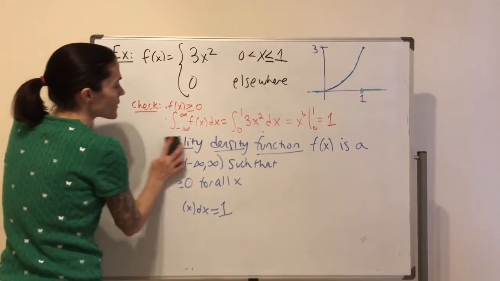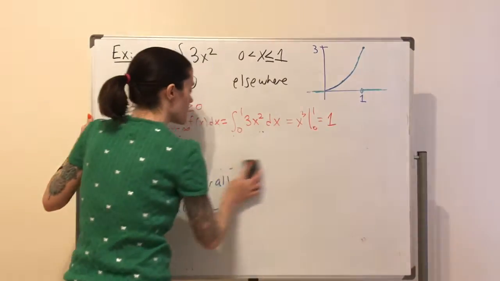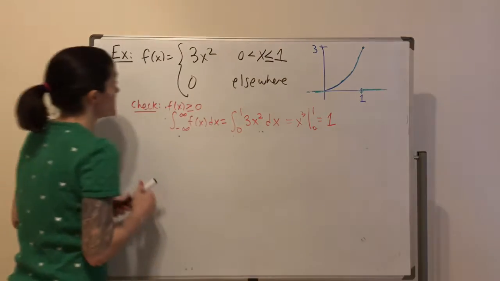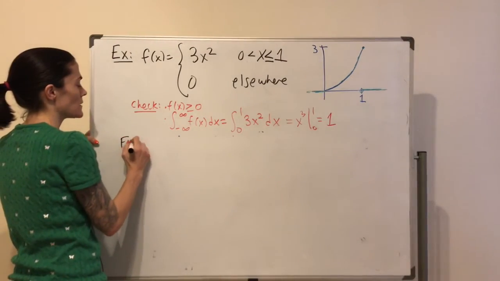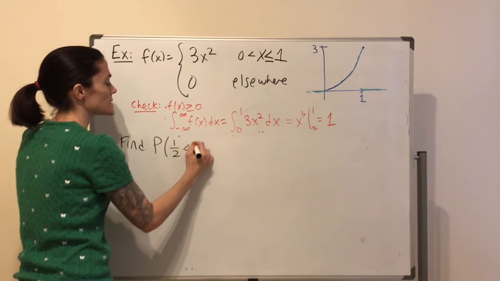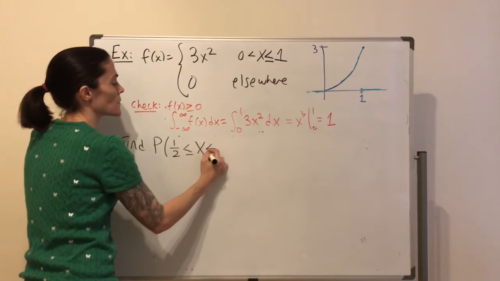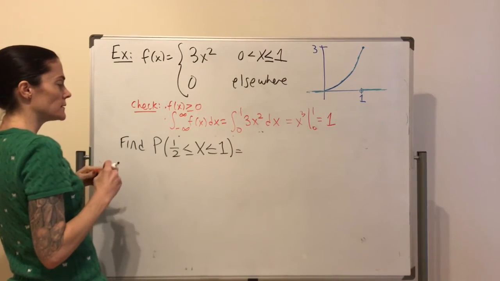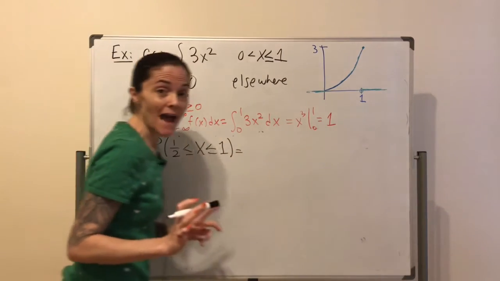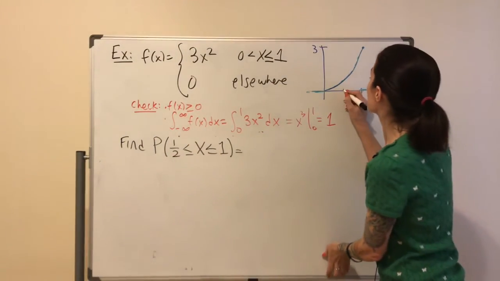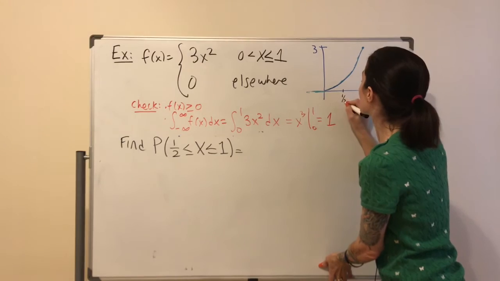Well, let's calculate a probability, perhaps. So for this probability density function, let's find the probability that 1/2 is less than x, I'll do it this way, less than or equal to 1. Okay? Now, let me graph it first, and then we'll calculate it. So 1/2 is maybe right here.